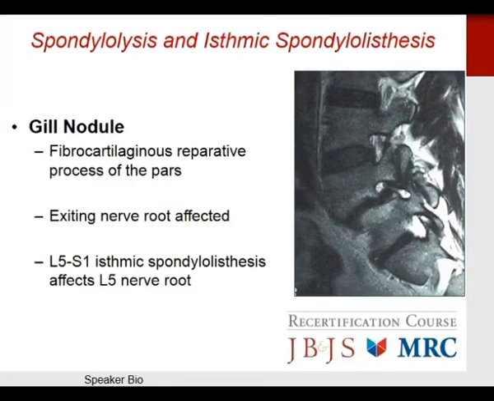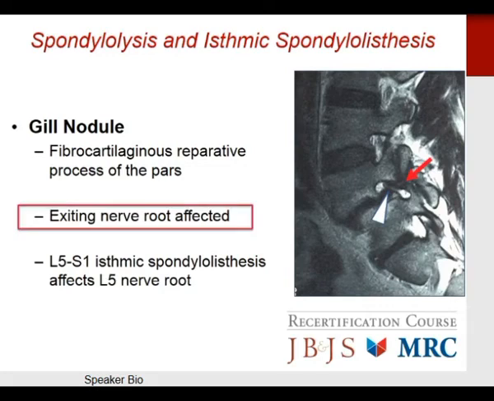In an isthmic slip, the Gill nodule, which is the fibrocartilaginous reparative process, is at the posterior aspect of the foramen, and therefore the exiting nerve root is affected. So in an L5-S1 isthmic slip, it would be the L5 exiting root. On this MRI on the right, you can see the L5 root being pinched between the Gill nodule posteriorly and the disc anteriorly. Remember, the exiting nerve is affected in an isthmic slip.